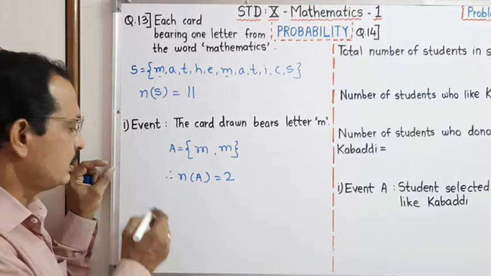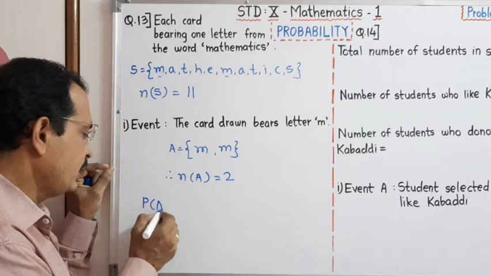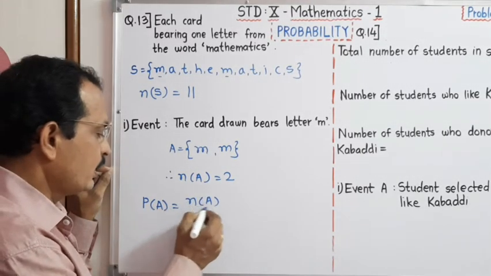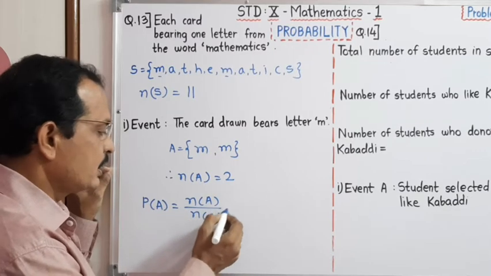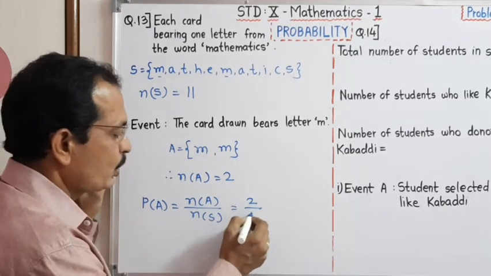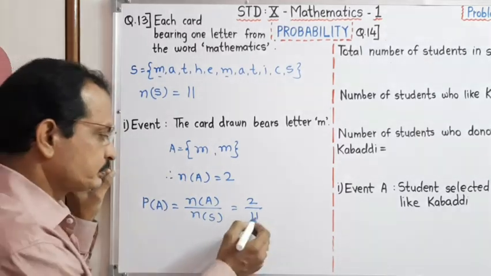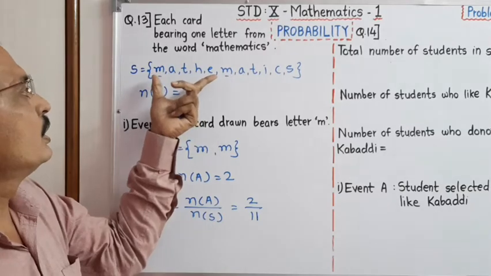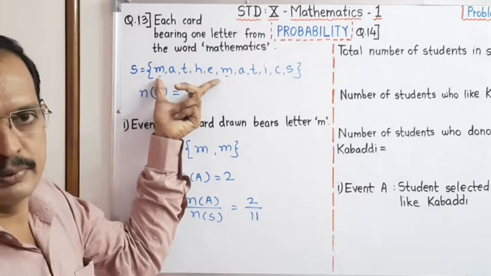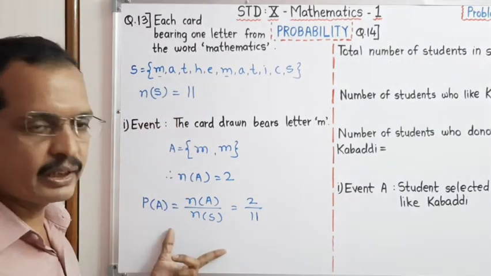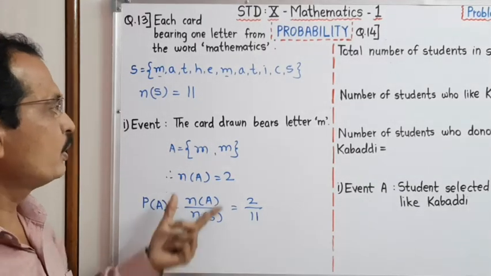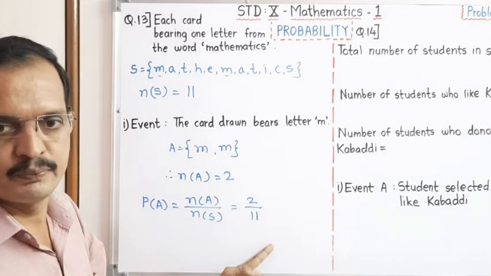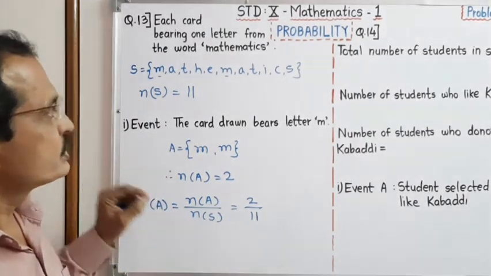Now we have to write the probability for event A. Therefore, P(A) is equal to n(A) upon n(S), which is 2 upon 11. That means out of 11 there are two chances of getting the card with the letter M. Therefore the final answer is that the probability that the card drawn bears the letter M is 2 upon 11.